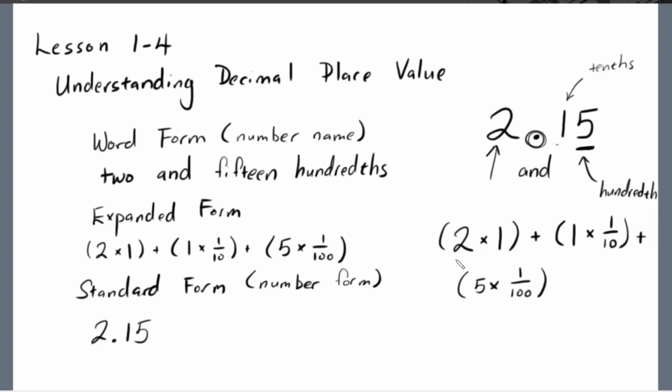And there's going to be a second way that you're going to see this. It's going to be an alternative. Sometimes you won't see the fraction form. Instead, you'll actually just see the decimal form. So you'll see 2 times 1 plus 1 times 0.1, because we know 0.1 is really 1/10, plus 5 times 0.01, because 0.01 is really 1/100th.